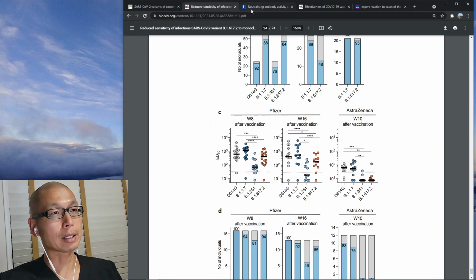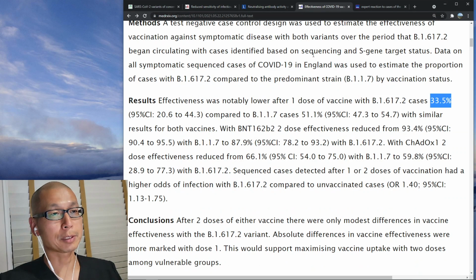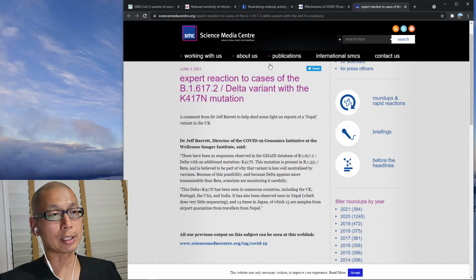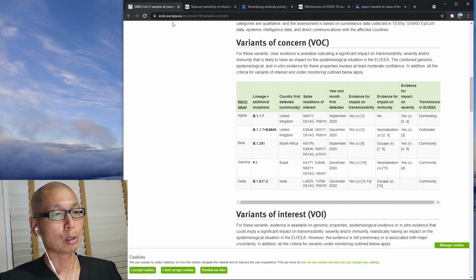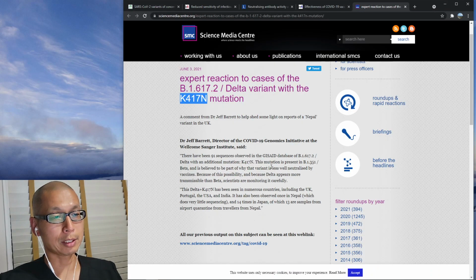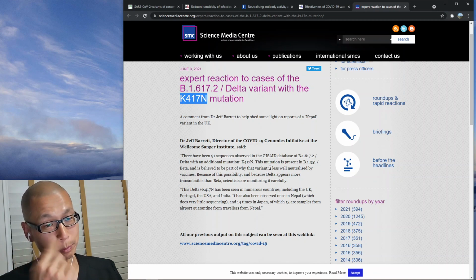So anyway, I will link these three papers in the description. The last interesting thing I found is that evidently there is a very recent variant, as of a few days ago, that is basically the Delta variant with an additional K417N mutation, which is the mutation present in the Beta and Gamma variants. That additional mutation will probably help with immune escape even more, and that would be problematic.